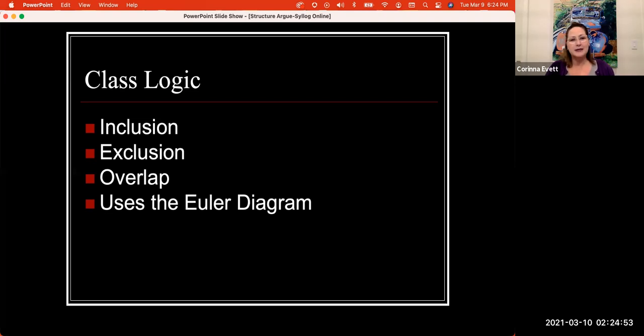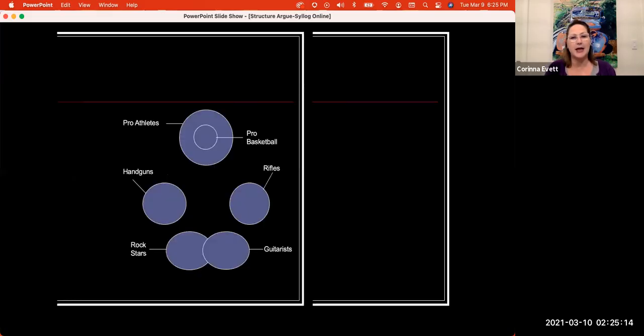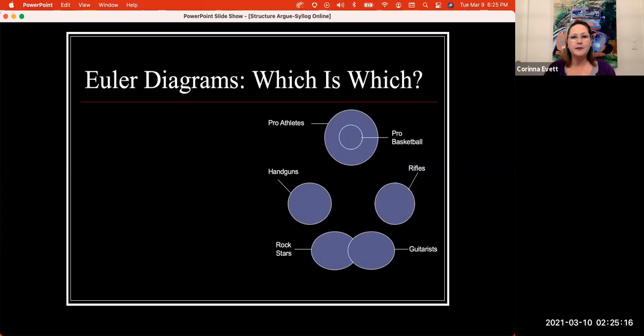When I talk about class logic, I tend to use Euler diagrams. Some of you might know these better as a Venn diagram, but Euler is an 18th century mathematician who uses these diagrams to illustrate the various relationships between items in a class. And so, for the first one, which is which with these Euler diagrams? So pro athletes and pro basketball players. So notice the outer circle is the larger circle, and much like when we're looking at our syllogisms, it is important where these ideas are placed.